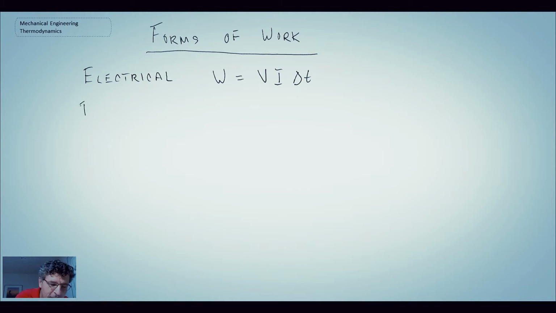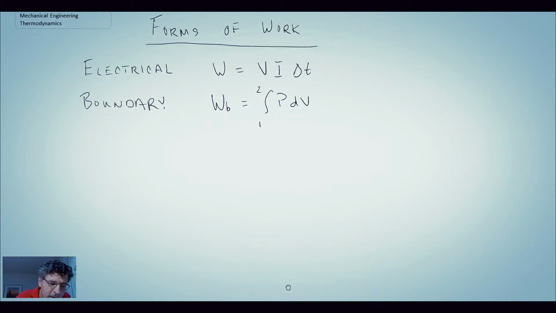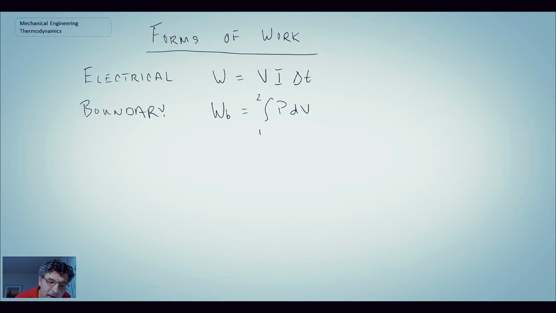Another form of work that we have is boundary work. And work at the boundary is going to be expressed as the pressure at which the boundary is moving multiplied by the change in volume. And we integrate this because the pressure could change as a function of the change in volume. So that is referred to as boundary work. We also have gravitational work.